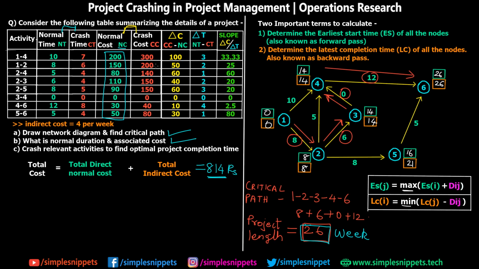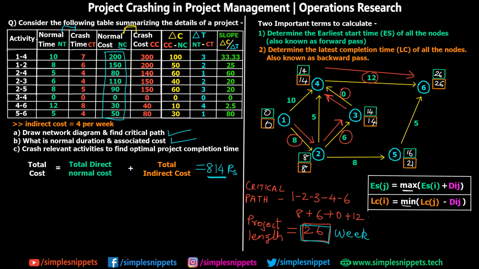The next thing that we have to do is mark all the critical activities, because we only have to crash the critical activities. When we crash the critical activities, the total time of the project will be reduced, because the critical path is the longest path, right? And the critical path is giving us 26 weeks. So if we crash an activity which is on the critical path, this 26 week time will be reduced. That's why we have to mark the critical activities first.